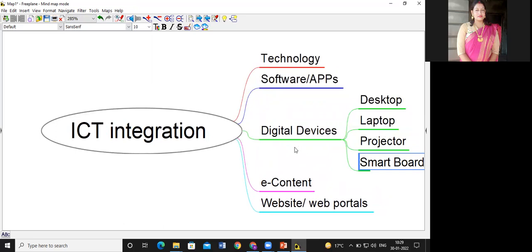So what I have done here, I have created a mind map. Okay, so can I use it for my teaching and learning?